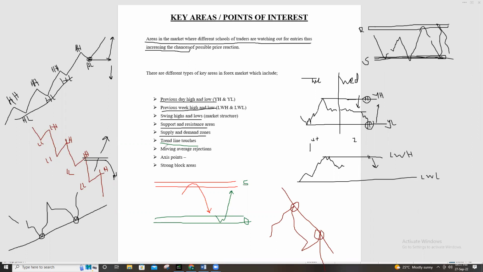Very, very important. Then we have the moving average rejections. Now remember, the moving average is also a trend line. It's only that it's dynamic, it's moving. So you can call it dynamic support and resistance or a dynamic trend line. A moving average works the same as a trend line. It's only that now it's not a straight line, it's moving.